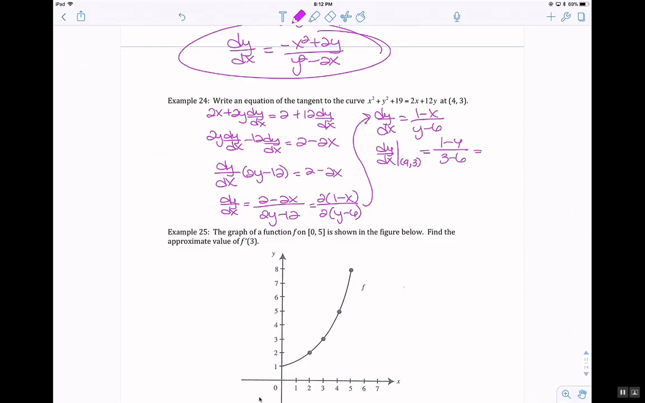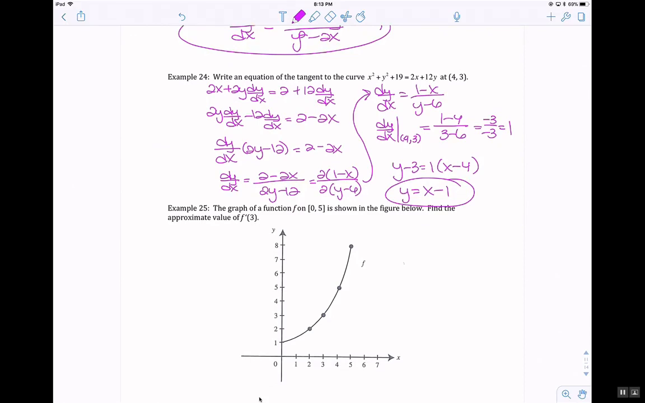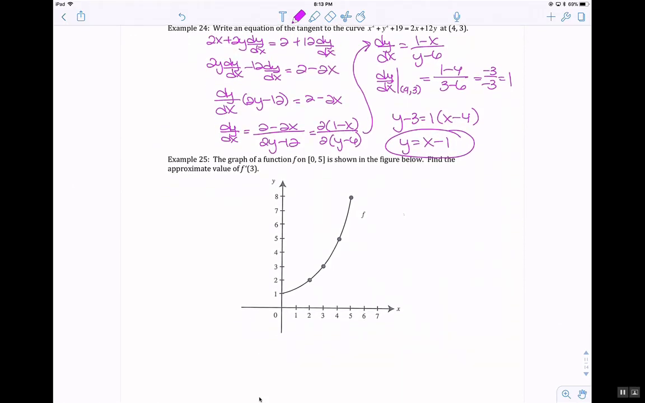I can then plug in my coordinate point of (4, 3). So I get 1 minus 4 over 3 minus 6, which is negative 3 over negative 3, which is 1. So then my equation of my tangent line: y minus 3 is equal to 1 times x minus 4. You could leave it like that. You could distribute, or I'm sorry, move the 3 to the right-hand side, so y is equal to x minus 1.